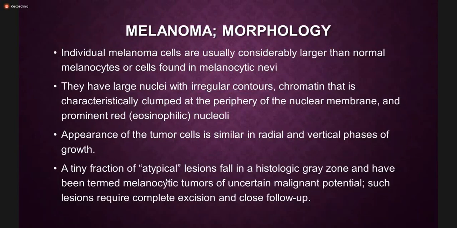A tiny fraction of atypical lesions fall in the gray zone between the dysplastic nevi and melanoma, and they have been termed melanocytic tumors of uncertain malignant potential. And such lesions require complete excision and close follow-up of the patient.